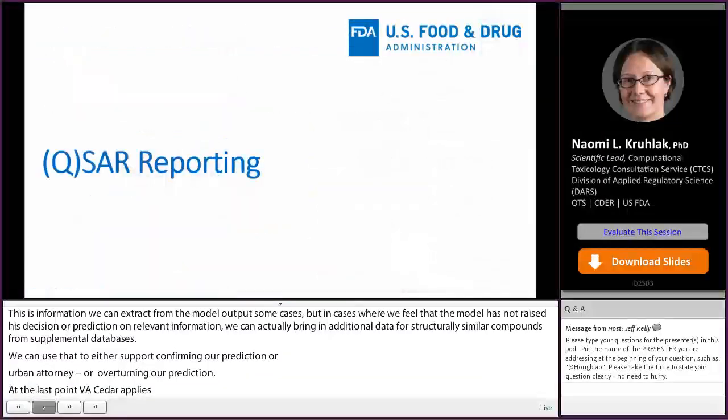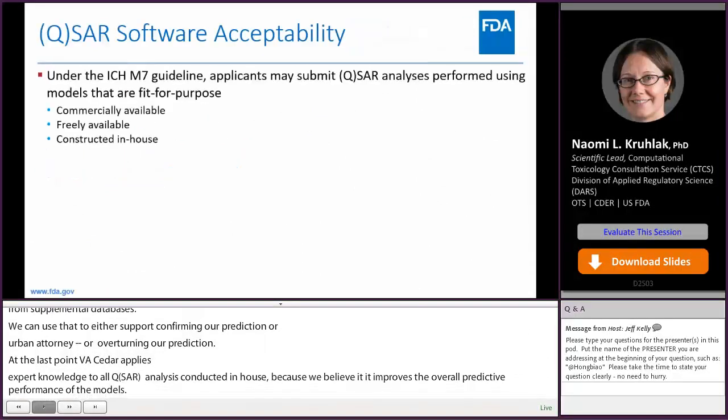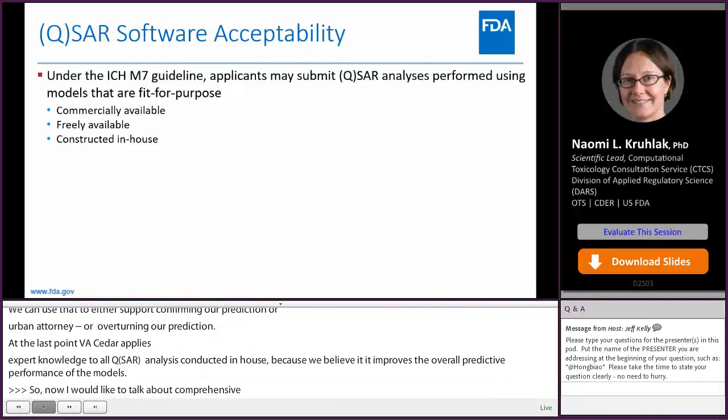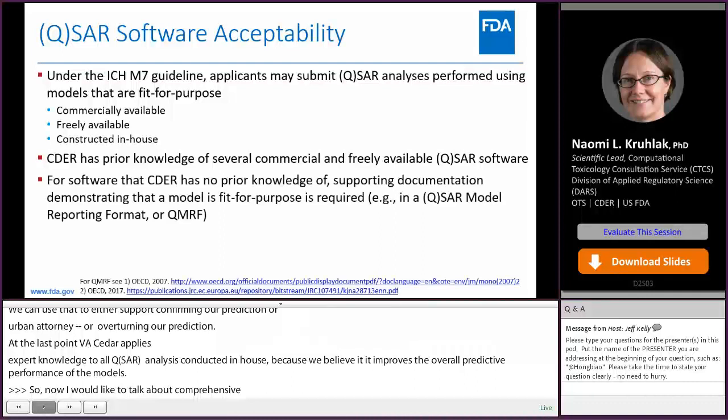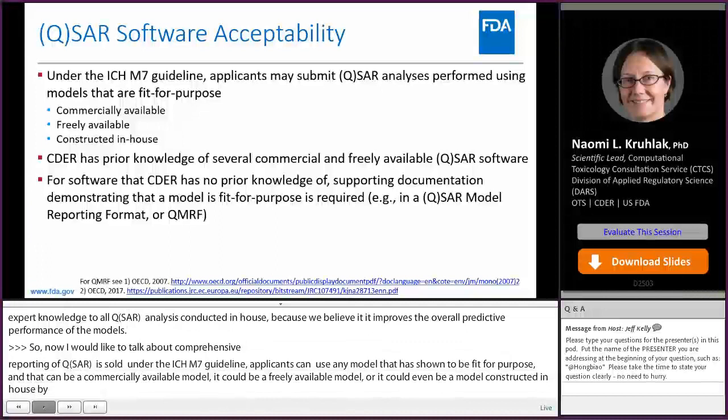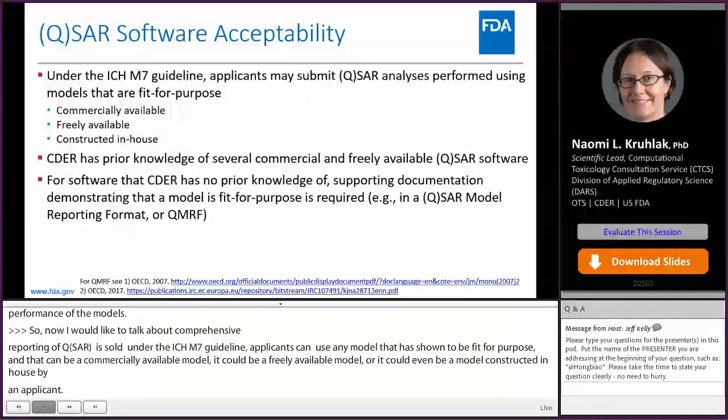So now I'd like to talk about comprehensive reporting of QSAR results. Under the ICH M7 guideline, applicants can use any model that has been shown to be fit for purpose, and that could be a commercially available model, it could be a freely available model, or it could even be a model that was constructed in-house by an applicant. CDER has prior knowledge of several commercial and freely available QSAR models. However, in cases where we do not have knowledge of a model, we would require supporting documentation to demonstrate that that model is actually fit for purpose.